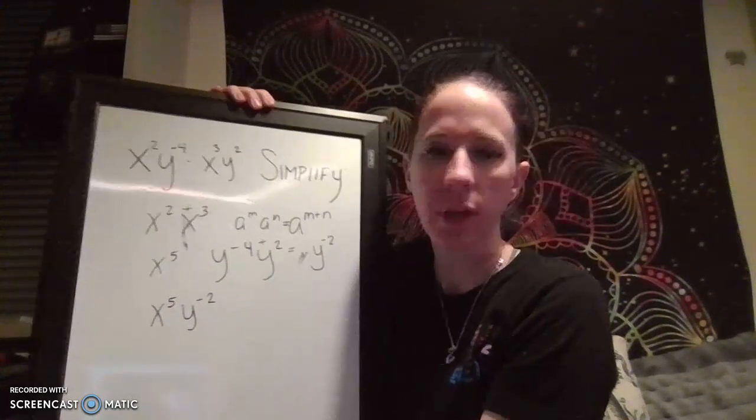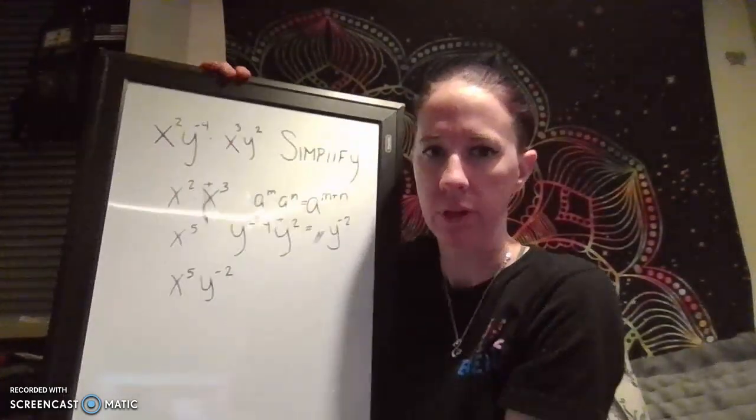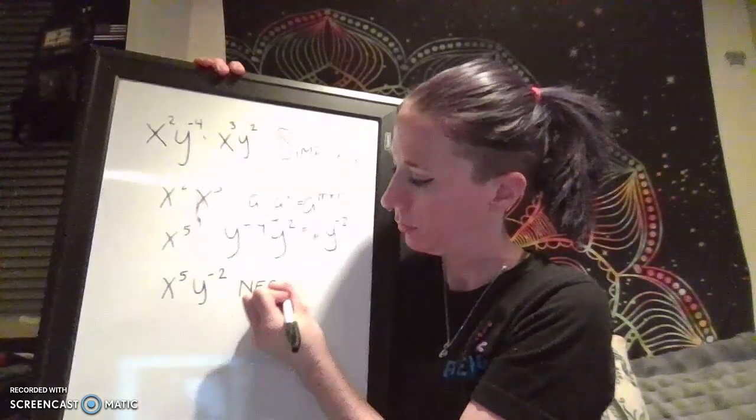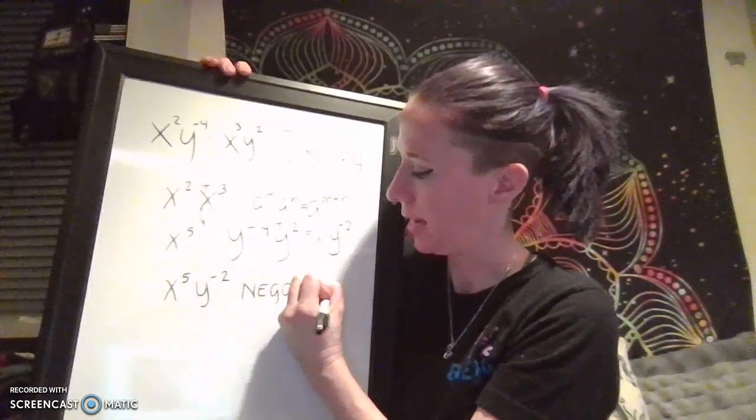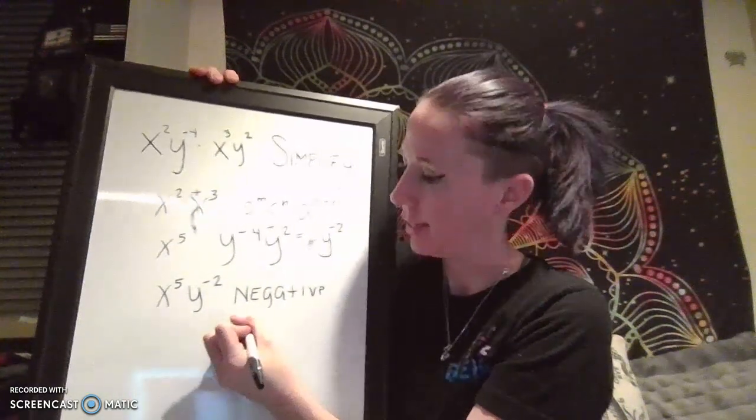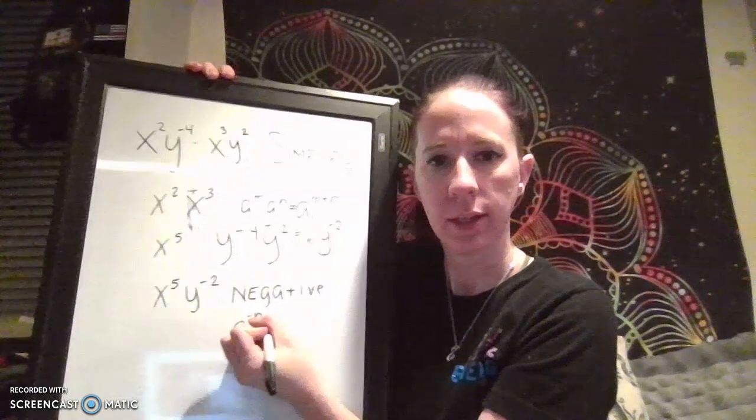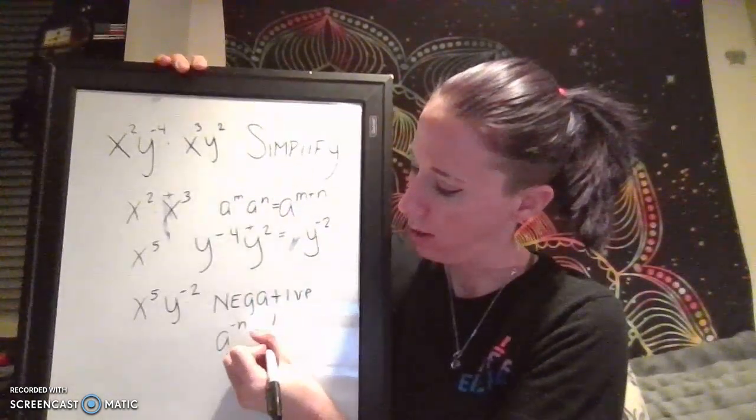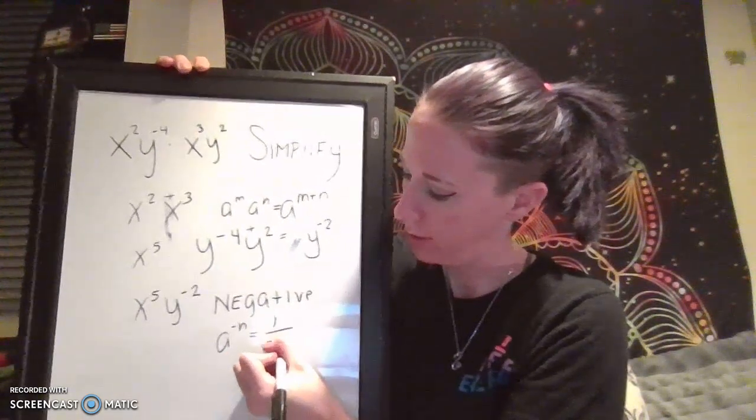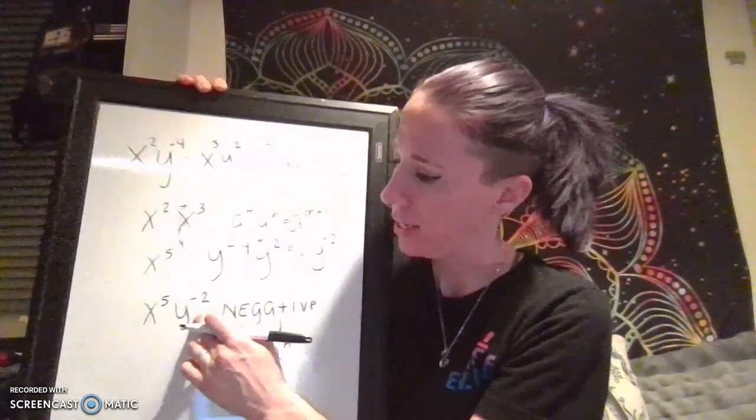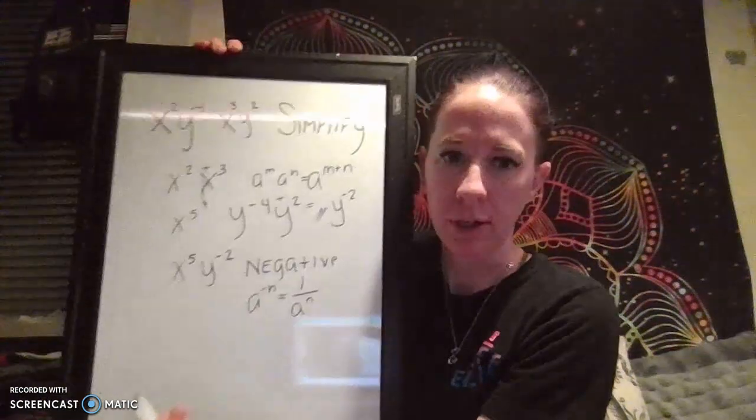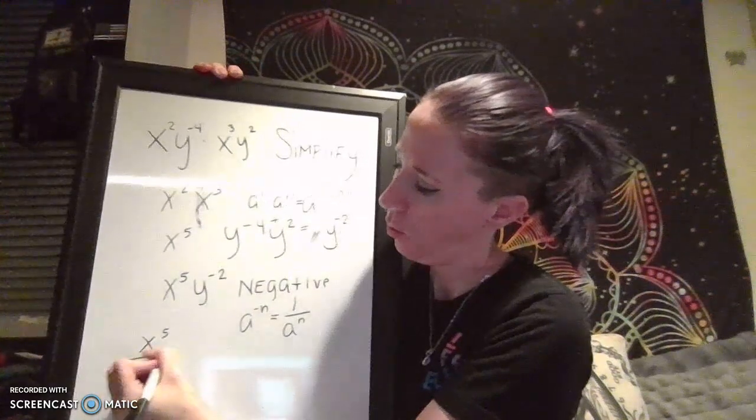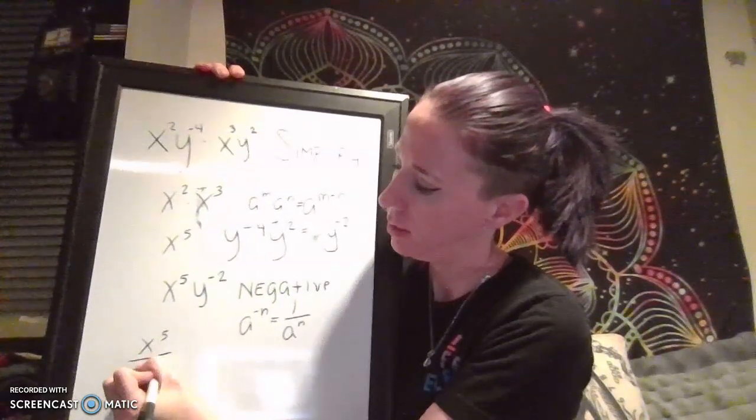Now, the next rule that we're going to use that's going to simplify this even further is the negative exponent rule. What that does is that anytime there's a negative exponent, you're going to get 1 over a to the n. So we're going to take that y and put it on the bottom. So we're going to have x to the 5 over y squared.